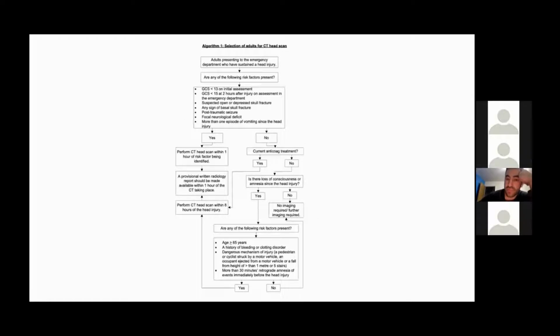But essentially, this is the NICE guidelines for when to request a CT head following head injury and how urgently it's needed. There are three categories of patients following a head injury from NICE's point of view: either those who need a CT scan within an hour, or those who need it within 8 hours, or those who don't really need it necessarily.